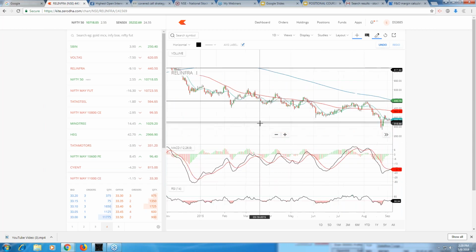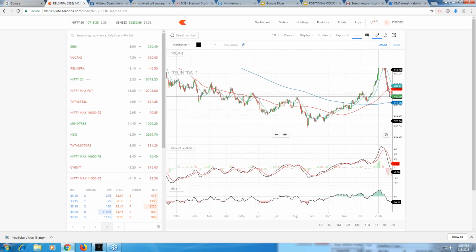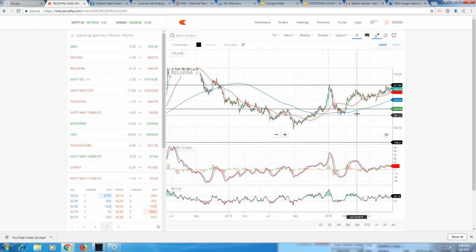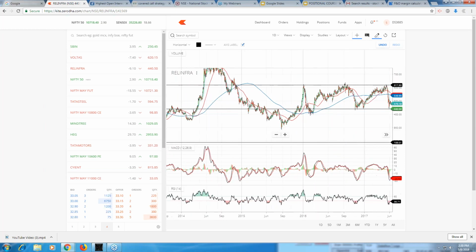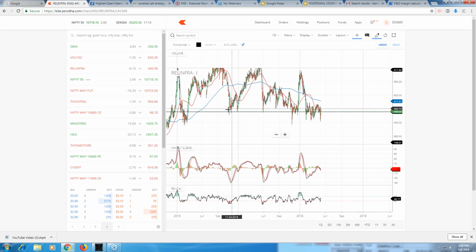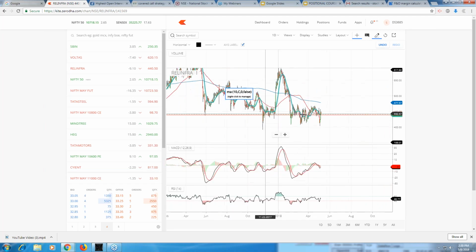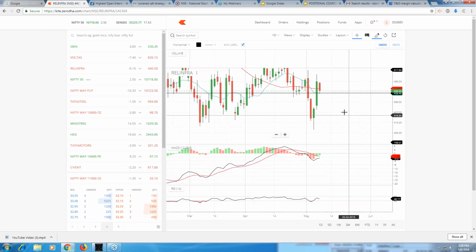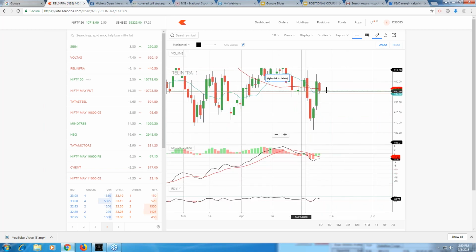So these support lines and the resistance lines, basically they behave as a support and as a resistance time and again, right? Now say this line, which is 440, has been a resistance earlier, now it has become a support. So once, twice, thrice, four, many times it has become a support region.